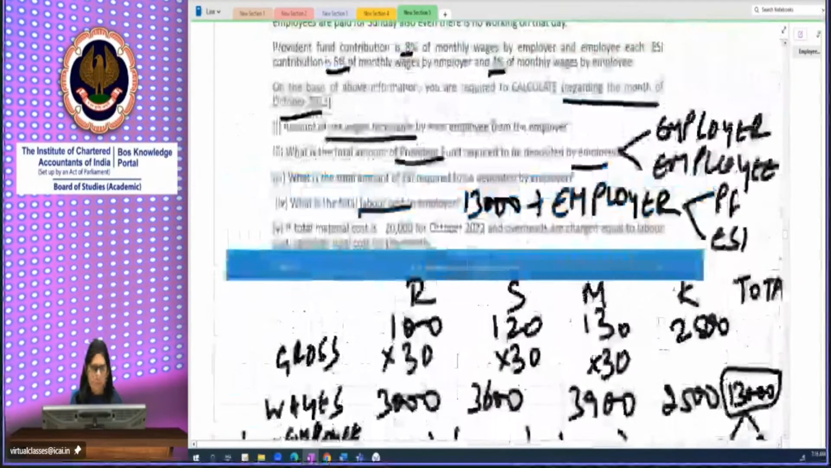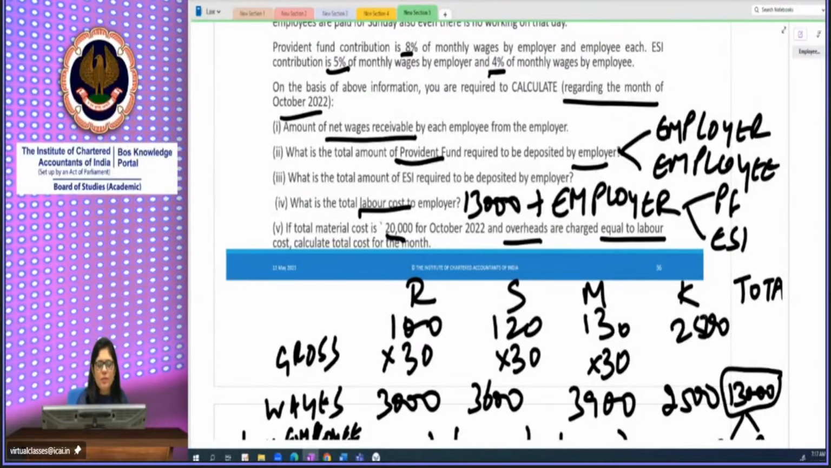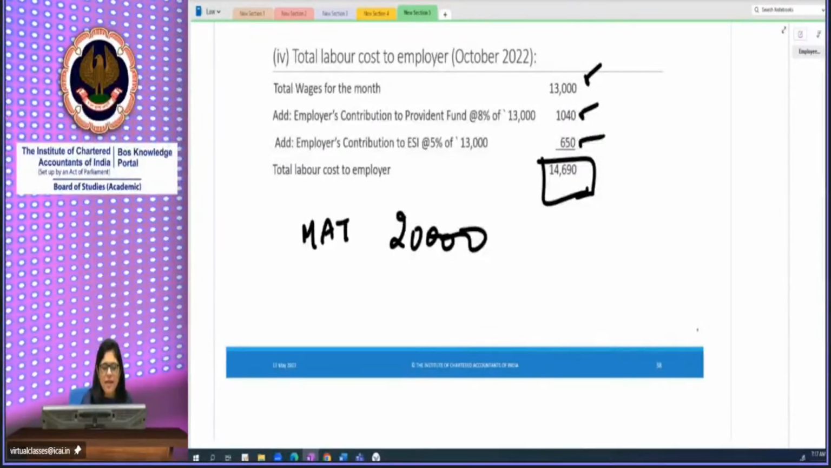Okay, there's a fourth part also. If material cost is 20,000, overheads are charged equal to labor cost, calculate total cost for the month. So total cost means material, labor and overheads. Material cost they have given. Overheads are charged equal to the labor cost. So we can calculate the total cost also here. Material cost is 20,000. So material is 20,000.